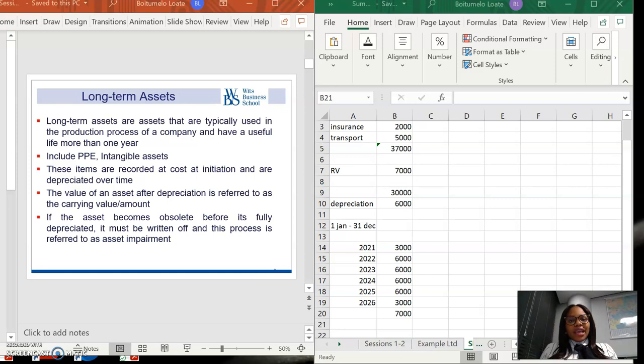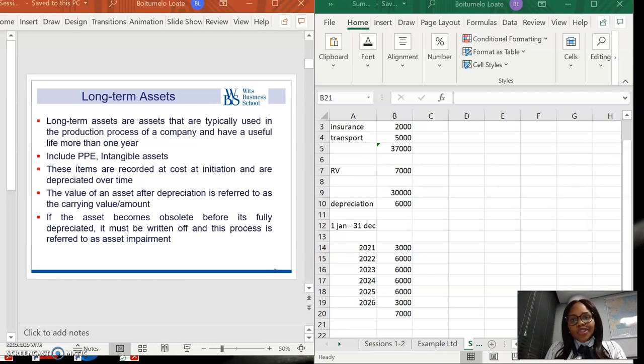When you're looking at the property, plant, and equipment and intangible assets, we expect these to last over a long period of time, but we want to reflect the usage in your income statement. As and when you use these long-term assets, you will reflect the usage in the income statement through an account called depreciation, or for intangible assets, the usage will be reflected as amortization.